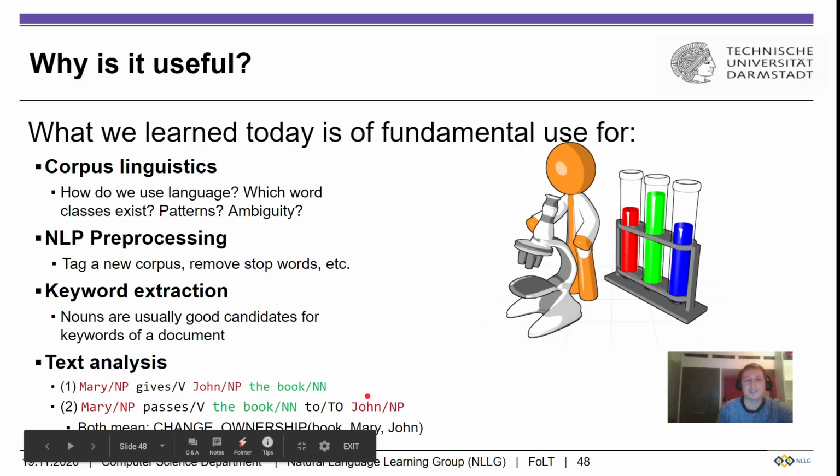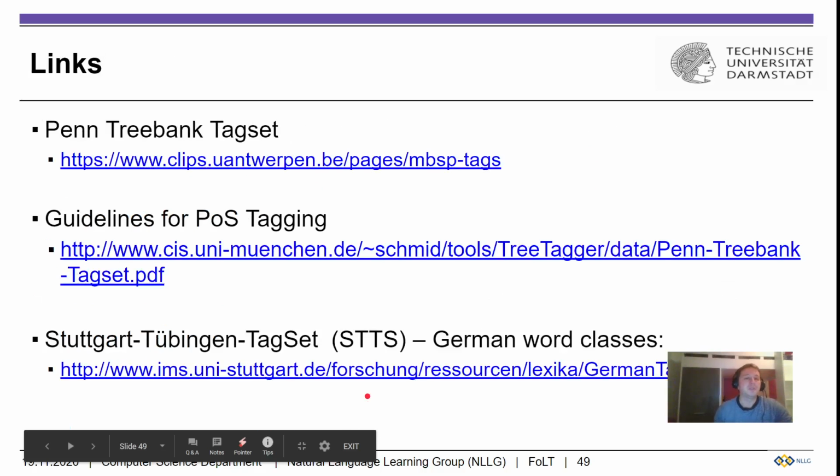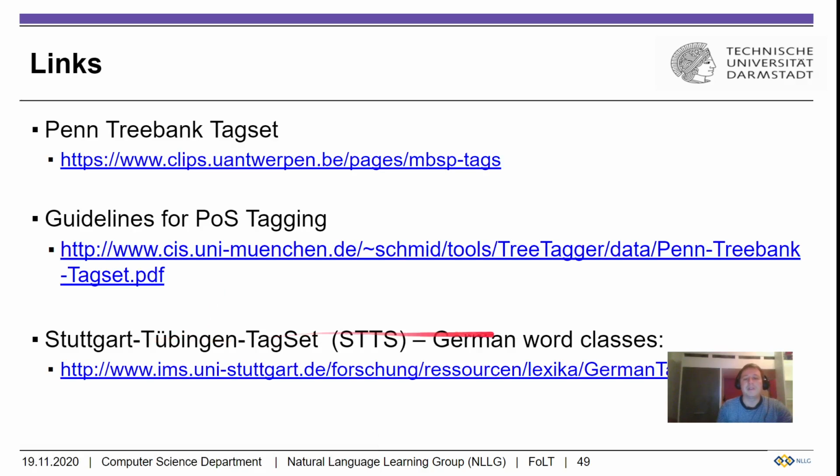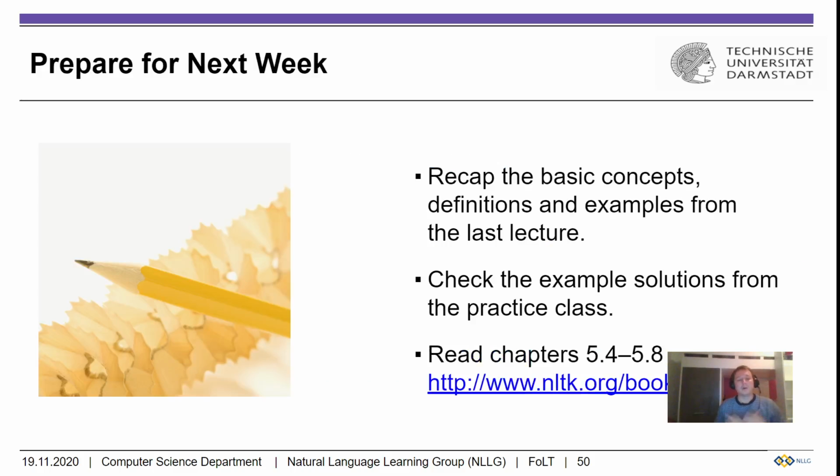Here are some useful links, for example, the Penn Treebank tag sets and guidelines on how to do part of speech tagging. And like in other languages, there are also part of speech tags and word classes, such as the Stuttgart-Tübingen tag set, STTS, which is quite old, I think almost 20 years or maybe even older, a tag set for German, and there are also special tag sets for other languages. And now we go to the second part of speech tagging.